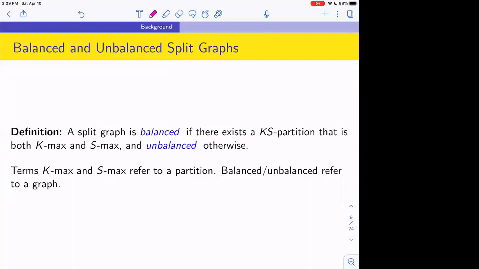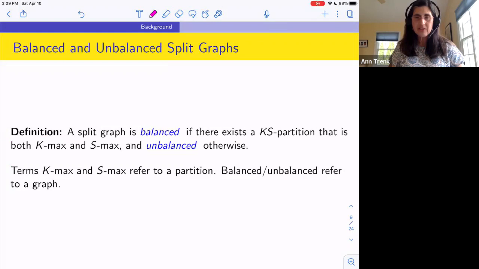Okay, so then Karen and I came up with these words balanced and unbalanced to describe the difference between these two situations. We say a split graph is balanced if there's a KS partition that is both K-max and S-max, and otherwise it's unbalanced. I'll remind you that the terms K-max and S-max refer to a particular partition, whereas the terms balanced and unbalanced refer to the graph itself. So a split graph is either balanced or unbalanced, but K-max and S-max refer to the partition at hand of the graph.